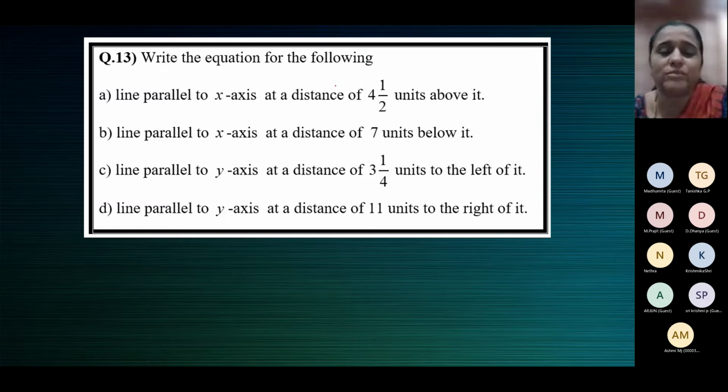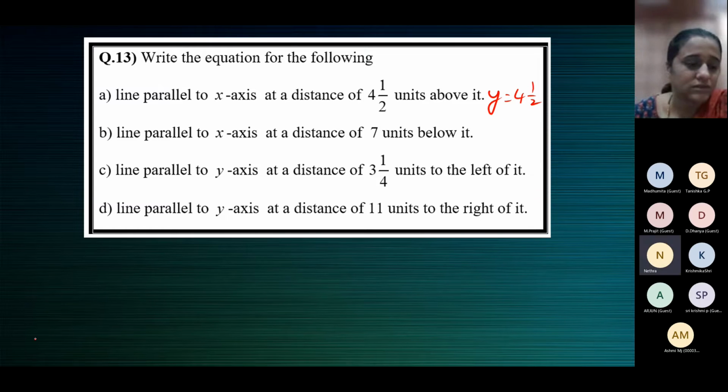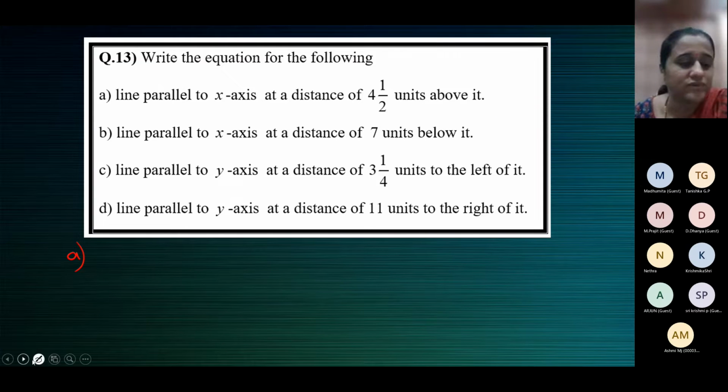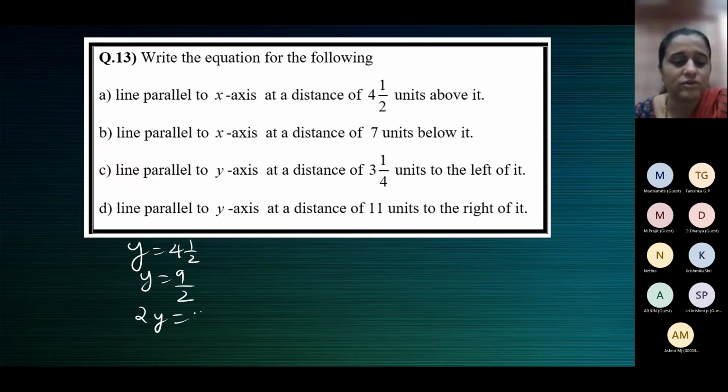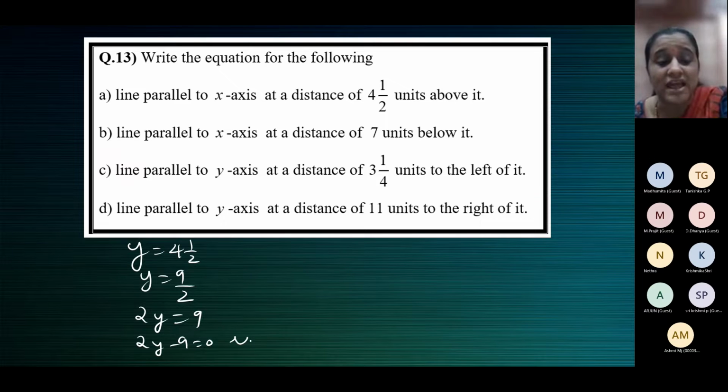Now, sometimes children, you will be asked to write the equation in the standard form. So you must write y is equal to, what is 4.5? 9/2. So see here, the answer for the first one: y is equal to 4.5, so y is equal to 9/2. Cross multiply, 2y is equal to 9. 2y minus 9 is equal to 0 is the required equation in the standard form.